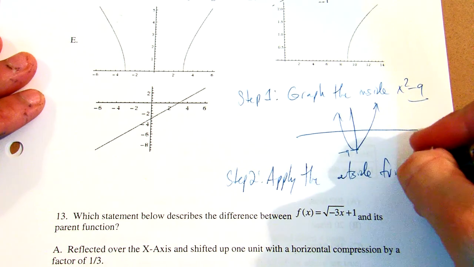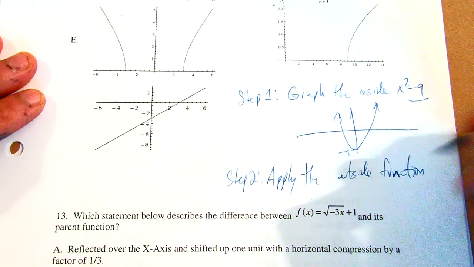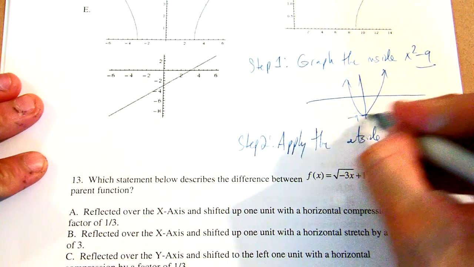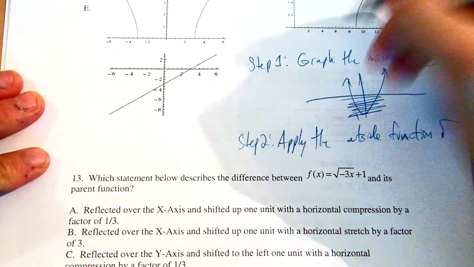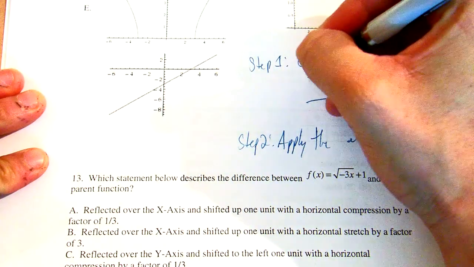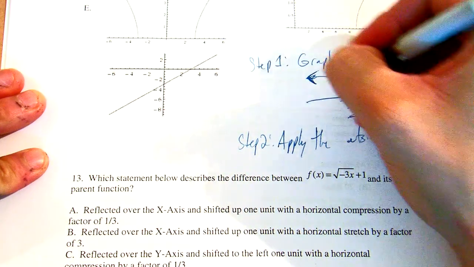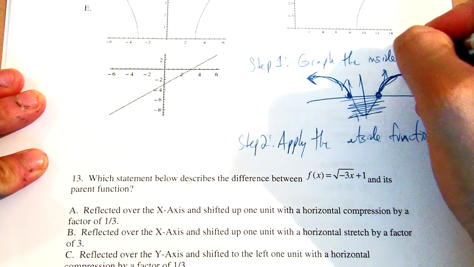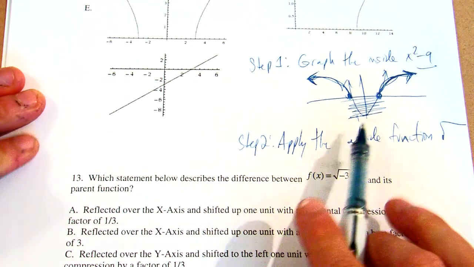function. In this case, my outside function is going to be the square root, and if we remember the square root, what it does is it gets rid of the bottom piece, and then these over here just kind of punch out like this. My arms kind of go in this direction here, right? So we just go like this. So my graph ends up looking something like this here.